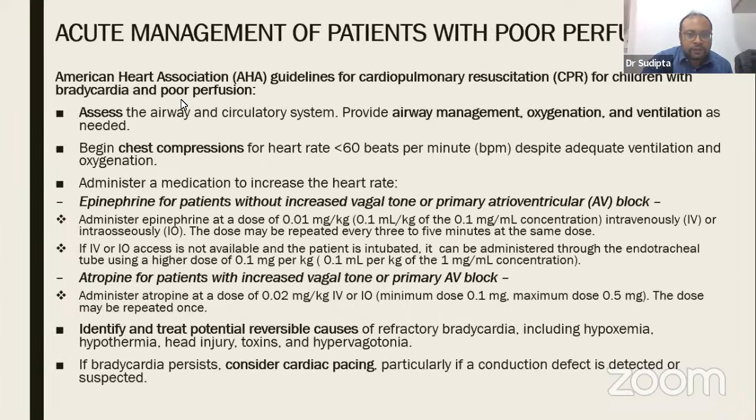So acute management of patients with poor perfusion: the AHA guidelines for CPR for children with bradycardia and poor perfusion and pulse, that is the PALS guideline, may be followed. So first is airway management, oxygenation, ventilation, chest compression, and medicine to increase the heart rate. Epinephrine may be used for patients without increased vagal tone or primary AV block, and atropine for patients with increased vagal tone or primary AV block. And potential reversible causes for refractory bradycardia, such as hypoxemia, hypothermia, head injury, toxins, hypervagotonia, should be identified and treated. And if bradycardia still persists, temporary pacing followed by permanent pacemaker might be considered.